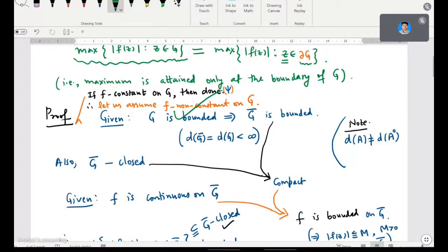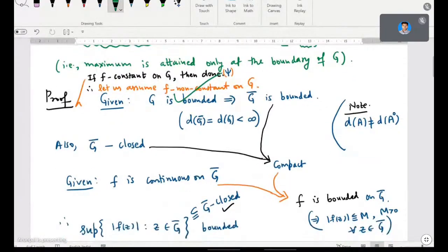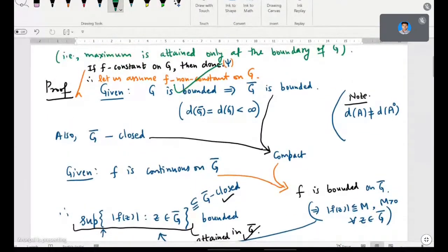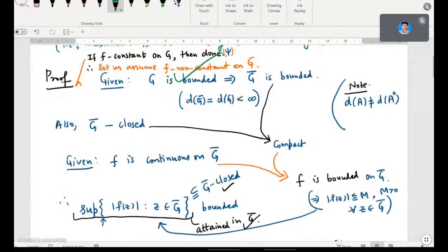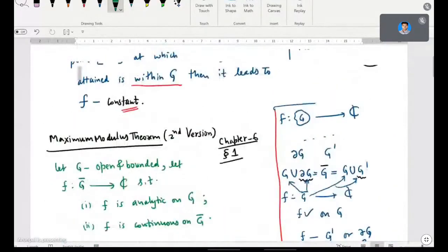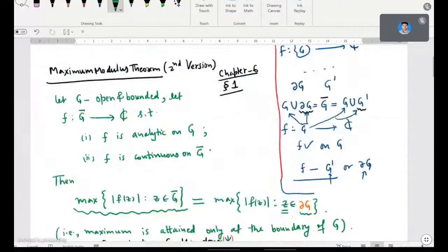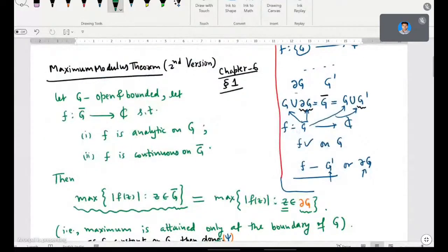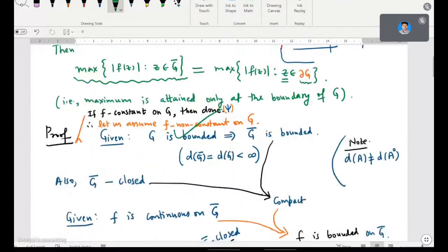ठीक है? Is this okay, class? Yes, sir. Yes. So once I complete the proof, I will explain you this side. Don't worry. So now you can assume that we are taking f to be non-constant on G. Please take a note that f is defined on G closure, right? f is defined on G closure, and our G closure is the G union boundary of G. Then saying that f is constant on G, how it is going to imply that it is done, right?